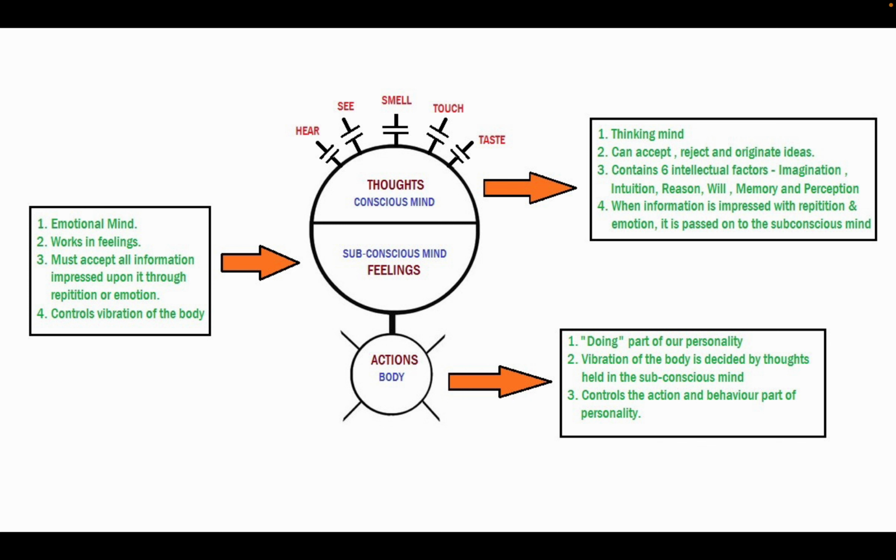But more specifically, where we focus our energy can also determine the actions that we take physically. So when you look at the actions here in our body, it's the doing part of our personality. And the vibration of the body is decided by thoughts held in the subconscious. And it controls the action and behavior part of the personality. So as I said before, 95% of our behaviors are totally unconscious. So we do things every single day without even realizing it.